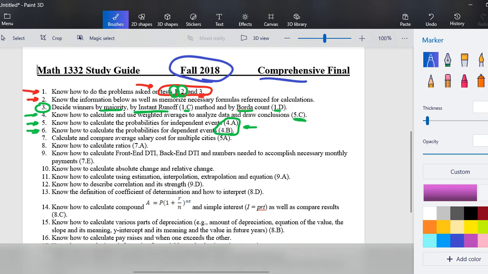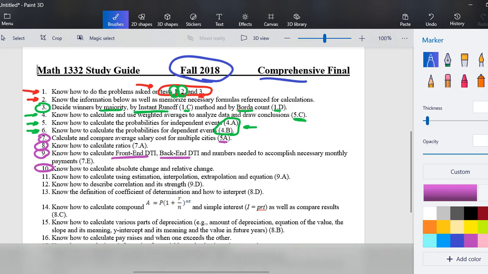Calculate and compare average cost. That was on one of the tests, and it's in 5A. Know how to calculate ratios, and a lot of this repeats itself, so I would probably only ask it once. Well, here's a good one, how to calculate front end and back end. That was on a test, and it didn't go over too well with most of the students, so that would definitely be something I'd like to bring back around.